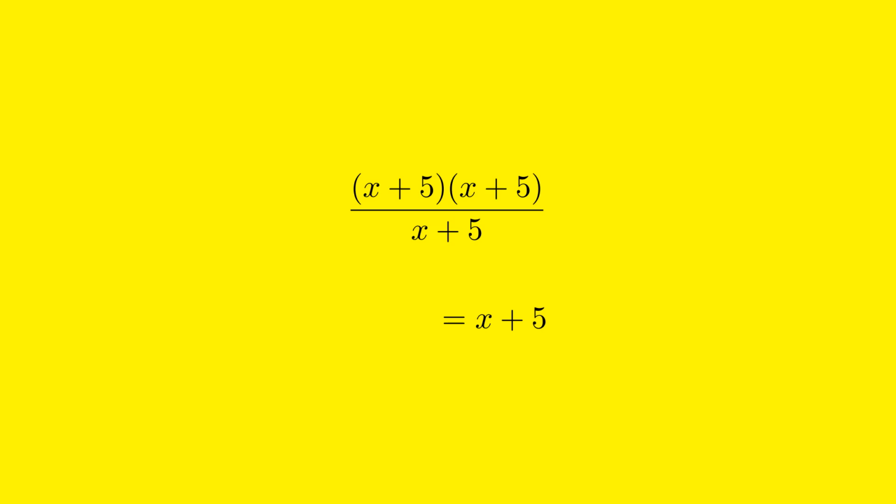This means our original rational expression, x squared plus 10x plus 25, divided by x plus 5, reduces to just x plus 5. This is the final step, and we now have the rational expression in its lowest terms.